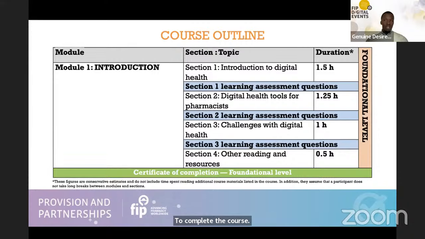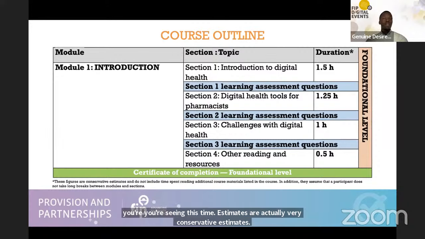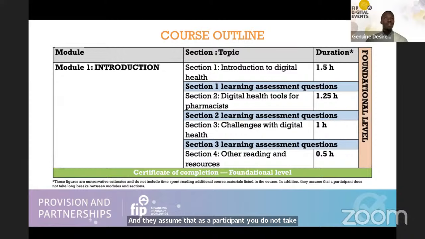As has already been mentioned before, the course is composed of 3 modules, with Module 1 earning you a foundational level certificate, and Module 2 and 3 earning you an advanced level certificate. Module 1 is split into 4 sections, as already outlined, and as participants, you will need approximately 4.5 hours to complete Module 1. I just like to also point out that the figures that you're seeing, these time estimates, are actually very conservative estimates, and they assume that as a participant, you do not take any breaks in between modules or any of the sections. And of course, depending on your pace and your learning goals, you may take more time or less time as you proceed through this module.